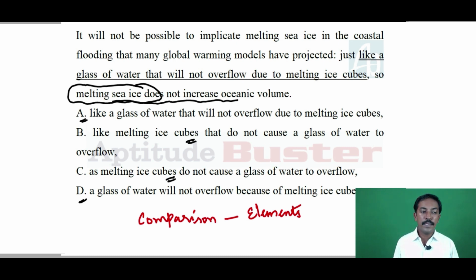will you compare melting sea ice with ice cubes or the glass of water? Within no time, you can understand you cannot compare a glass of water with sea ice. So option A and option D get eliminated. You are left with just two choices, option B and option C. Read through it, and as you read option B, you will understand this word that is not necessary. Therefore, the right choice for this question is option C.